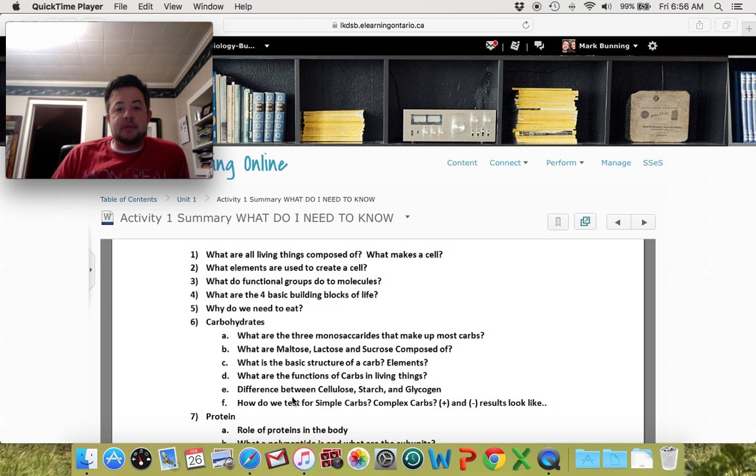So the difference between cellulose, starch, and glycogen. Cellulose is going to be mostly just glucose, fructose, maltose. It's going to be a variety of monosaccharides all linked together. Starch and glycogen are very, very similar. They're going to be purely glucose molecules.